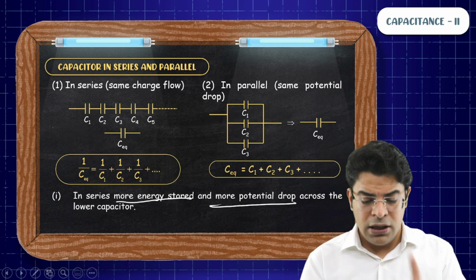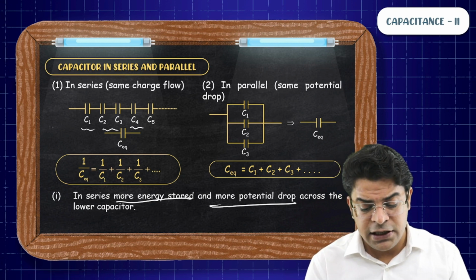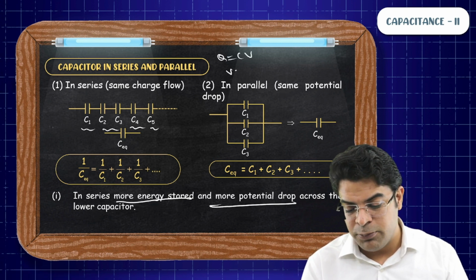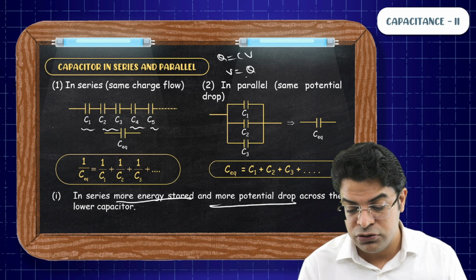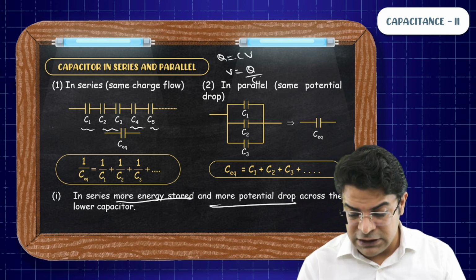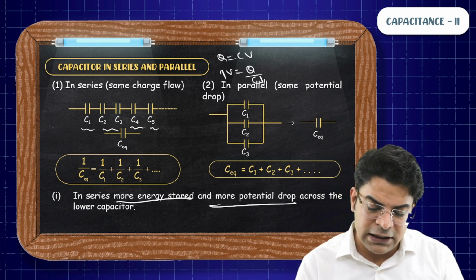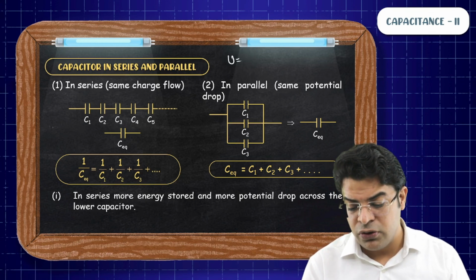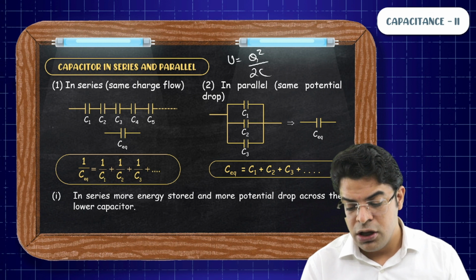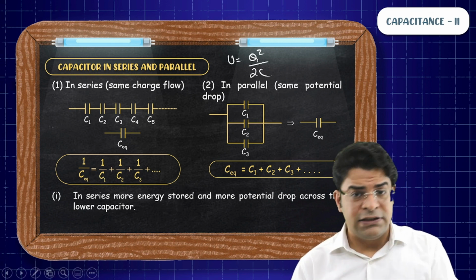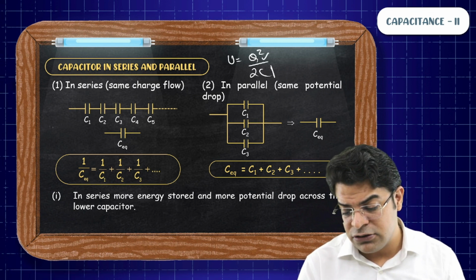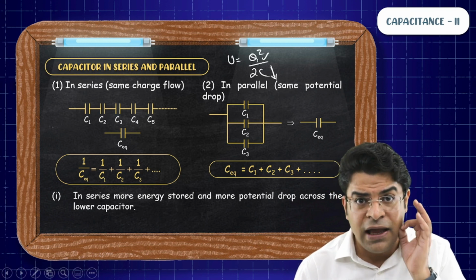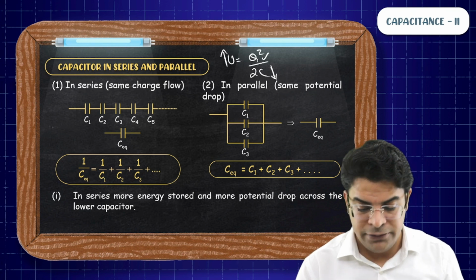Very simple. For capacitors connected in series, charge is same. From Q equals CV, we can say that the potential drop across a capacitor equals charge by capacitance. So the one which has got lower capacitance, across that the potential drop has to be higher. Moreover, you know that energy stored can be written as Q square by 2C. On all of them, when connected in series, the charge is same. So the one which has got lower capacitance, within it, the energy stored will be higher.